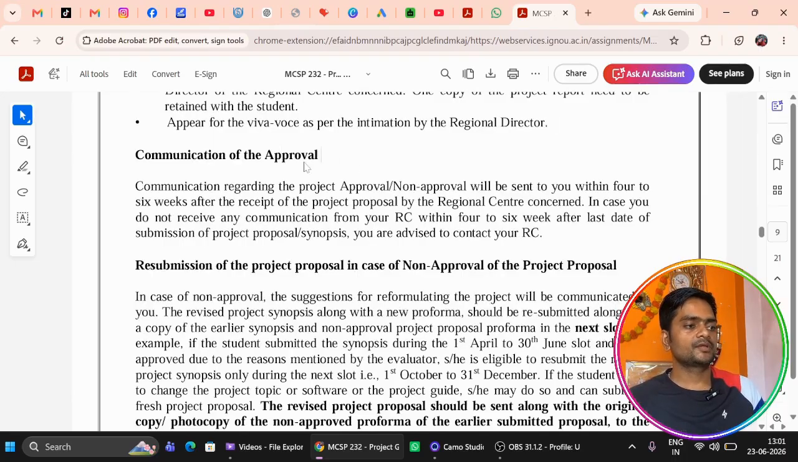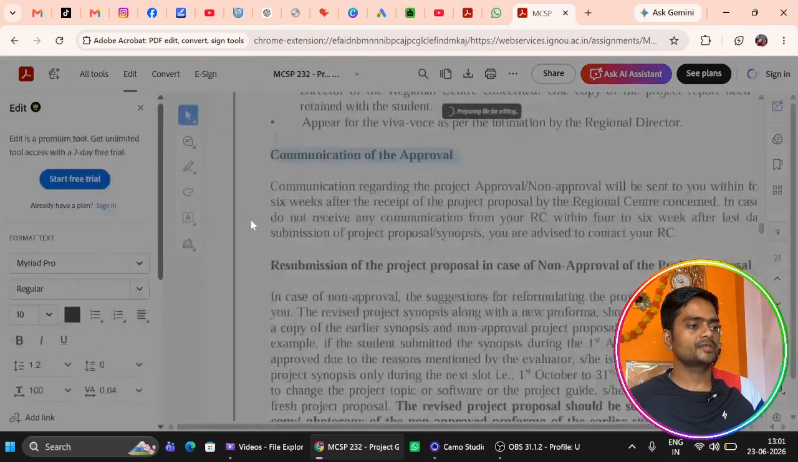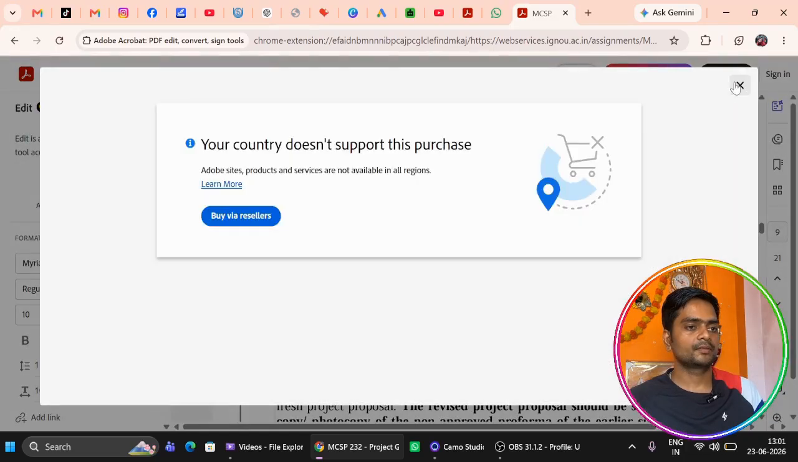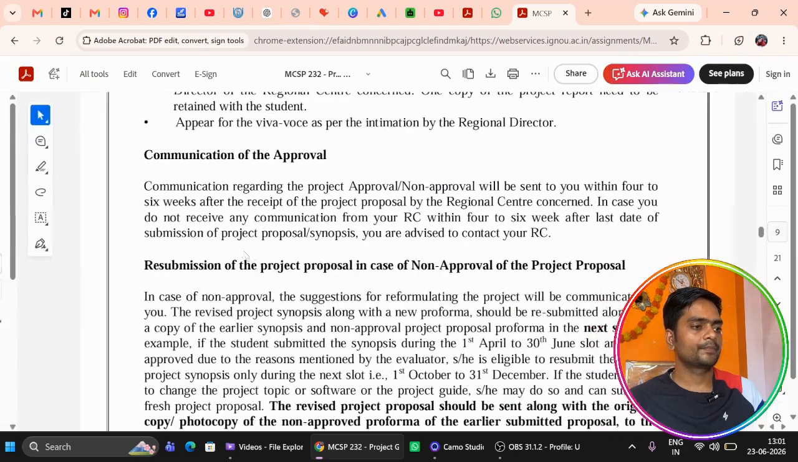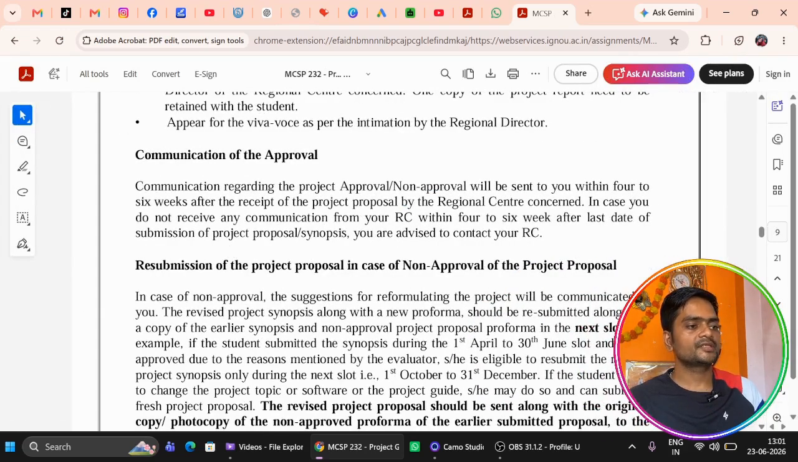Communication of the approval. Let's talk about communication of the approval. Communication regarding the project approval or non-approval will be sent to you within 4 to 6 weeks after the receipt of the project proposal by the regional center concerned. So once you send it, they are going to check it, and whether it is approved or not approved, they will communicate or send it to you through the post in 4 to 6 weeks as mentioned here.